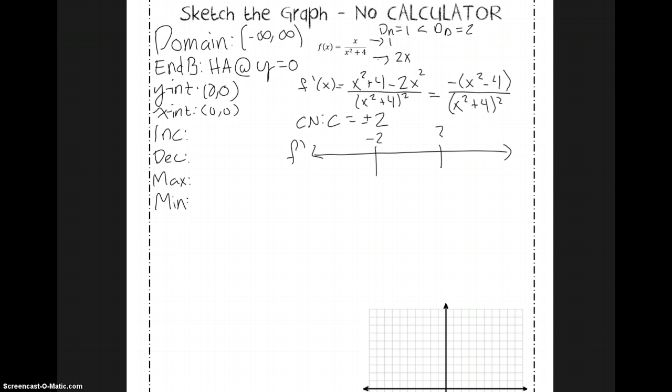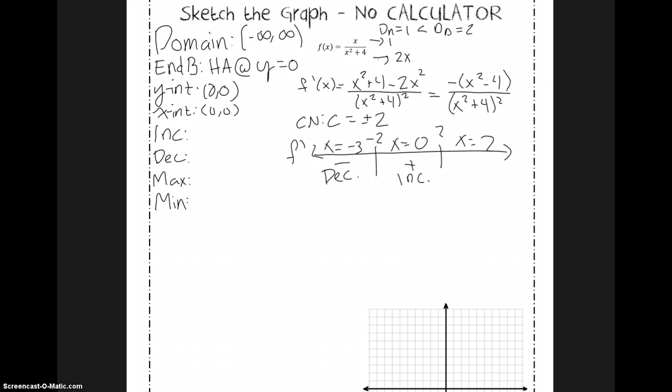And let's test negative 3. So again, the denominator, x squared plus 4 squared, always positive. I don't really care about that, just the numerator. So if I plug in negative 3, I get 9 minus 4. Then I take the opposite of that. So that's negative and first derivative, so it means it's decreasing. Let's try 0. If I plug in 0, I'm going to get a positive, so increasing.